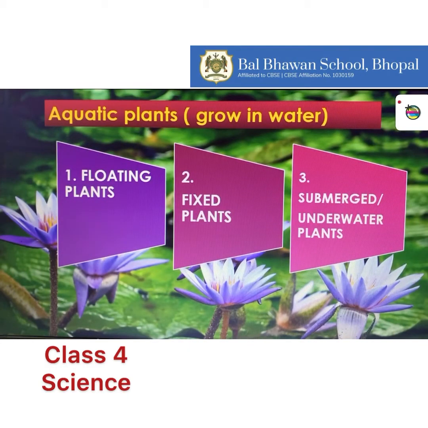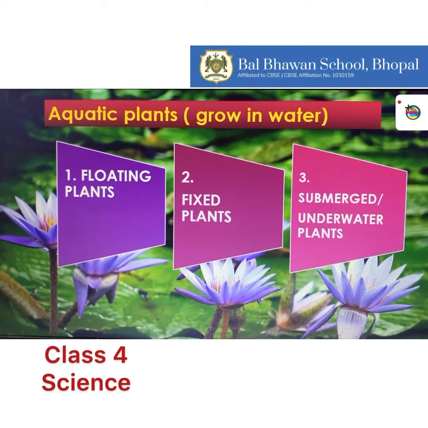Children, you must have visited some pond or some river. You must have seen some plants growing inside or some plants growing on top of the water. Those plants are called aquatic plants. Aquatic plants are those plants that grow in the water.